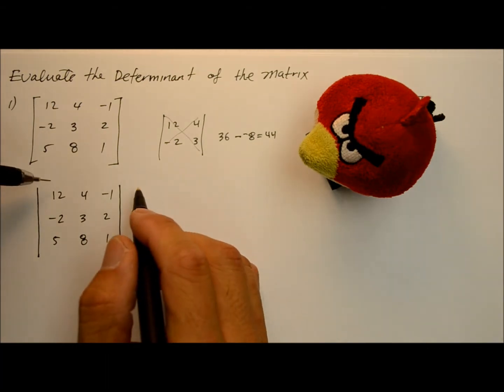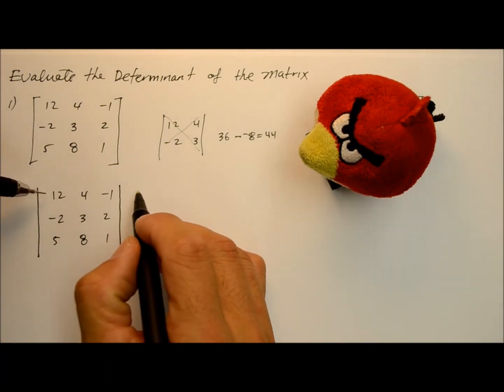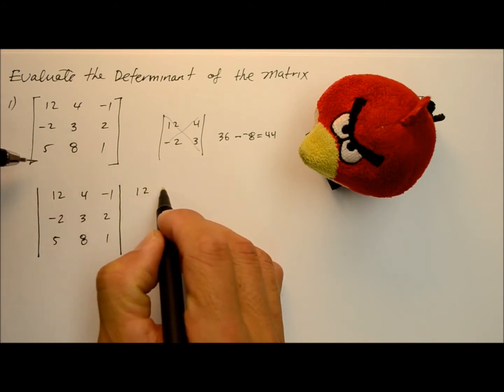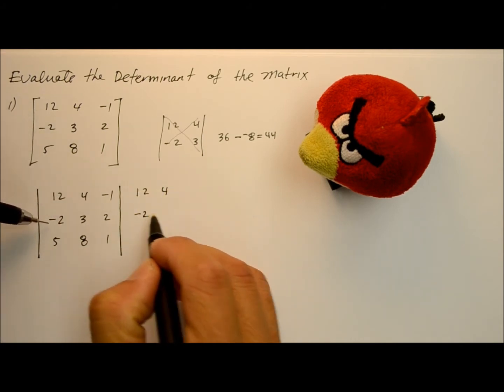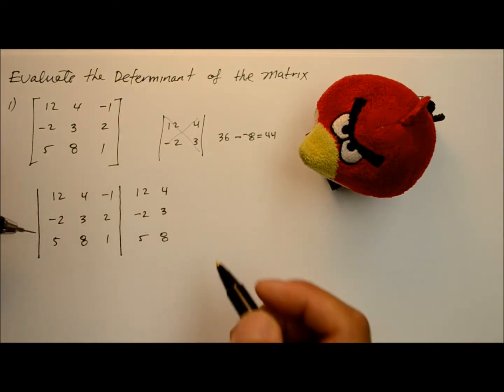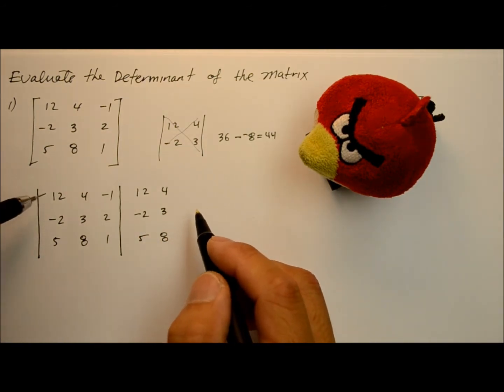So in order to make sure every entry gets multiplied, we have to list the first two columns out here, so it gets rotated around. And the third one is 5 and 8. Now we can go ahead and multiply all the entries from left to right.